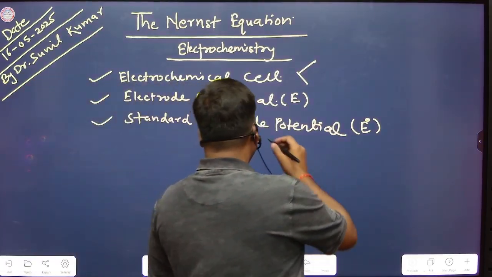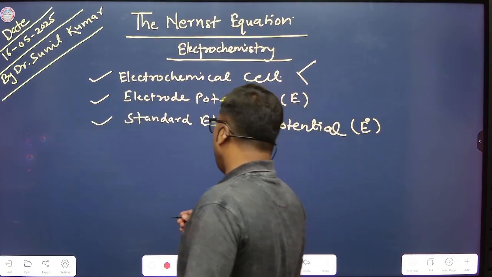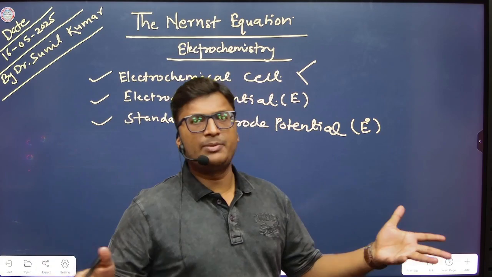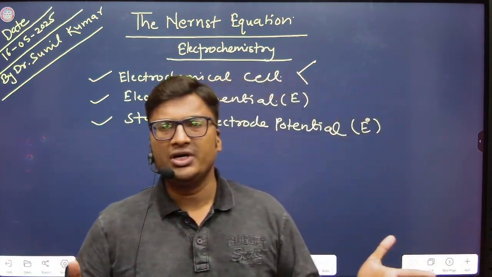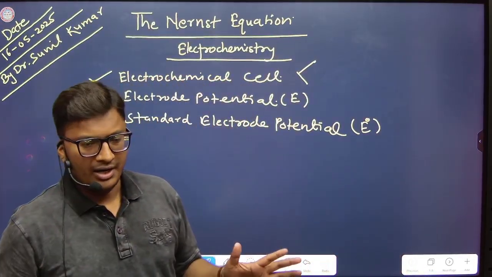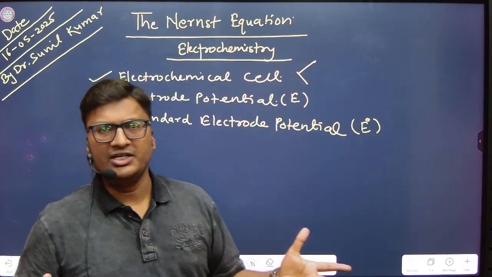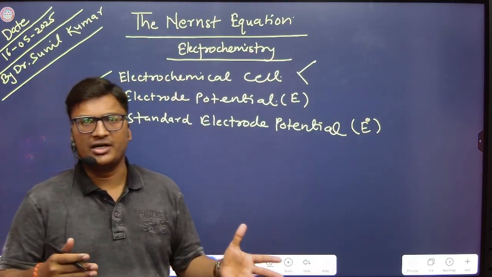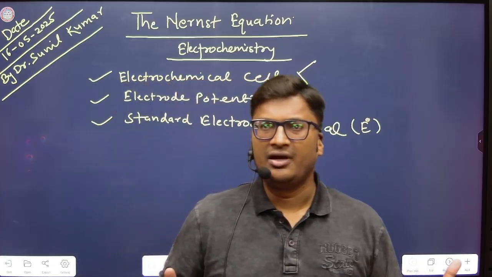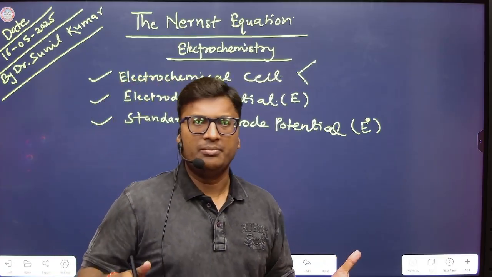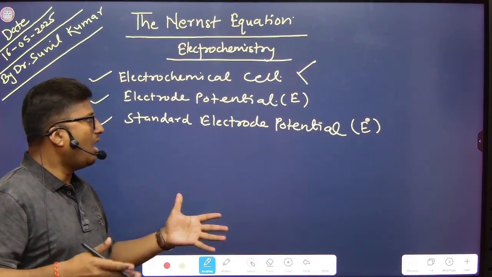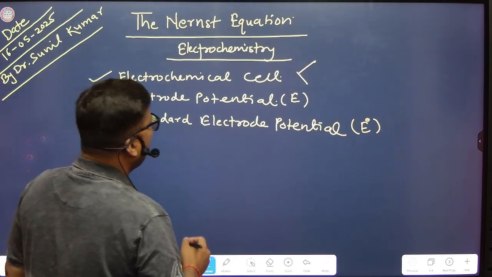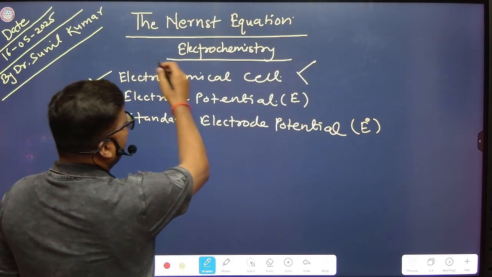So what is an electrochemical cell? An electrochemical cell is composed of three principal components, that is anode, cathode and electrolyte, right? And as you know, the anode is responsible for oxidation, the cathode is responsible for reduction, and the electrolyte acts as a transport medium for ion exchange reactions, right? So my question here is, what is the Nernst equation?